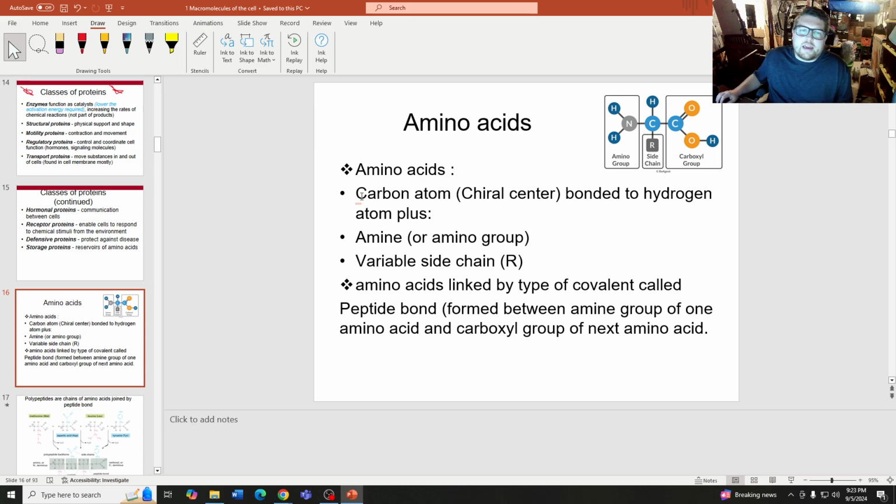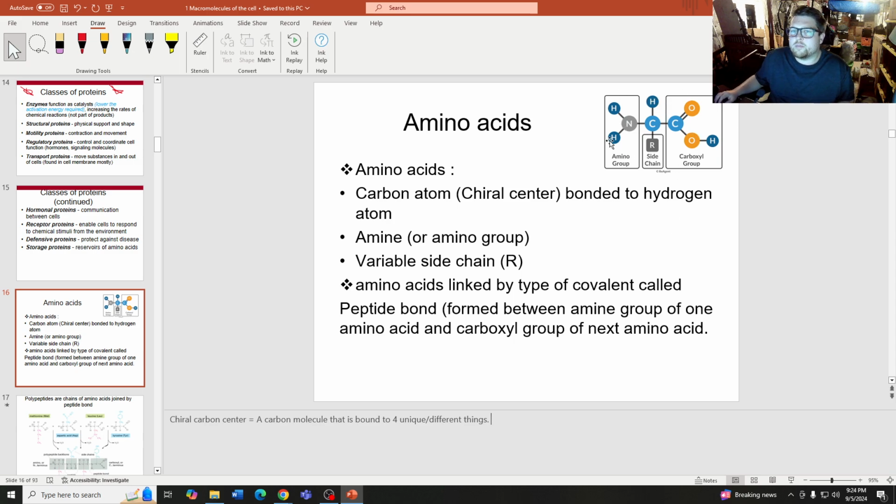We have a carbon atom at the center, which is known as a chiral center, that is bonded to a hydrogen. A chiral carbon center is a carbon that is bound to 4 unique, different things. We know that we are carbon life forms. The reason carbon is super good for life is because carbon has 4 electrons, and it wants to have a full 8. So carbon is awesome for making lots of bonds. A single carbon can bind 4 different things.